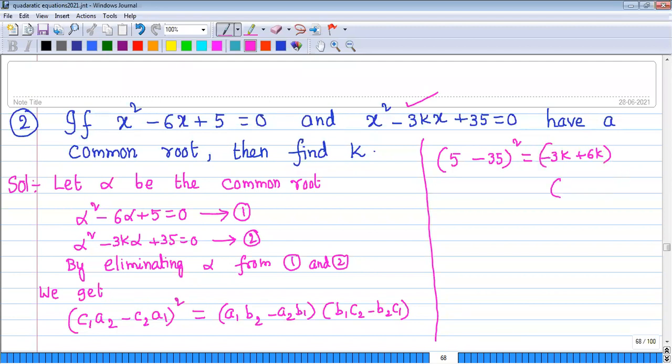And multiplied with B1C2 minus B2C1. B1 is minus 6, C2 is 35, so minus 6 into 35 is minus 210. Next, minus B2C1. B2 is minus 3k, so minus B2 becomes plus 3k into C1, 3k into 5 is 15k, plus 15k. So let us simplify it. This is actually minus 30 whole square.